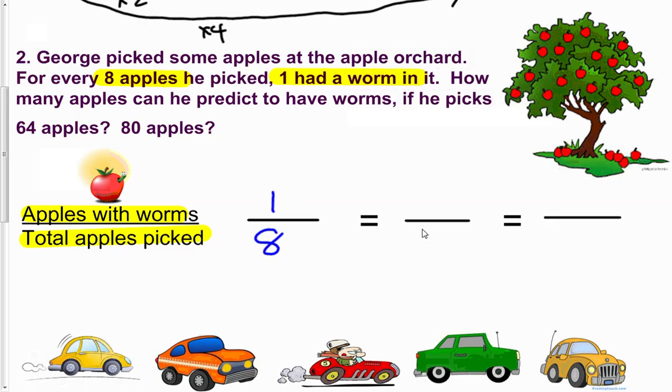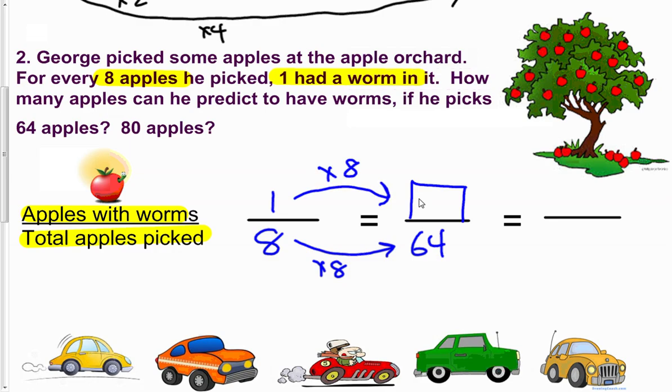All right, well, what if we have picked 64 apples? How many would we predict to have a worm in it? Well, let's take a look at how we get from 8 to 64. I know that 8 times 8 is 64. So if we have 8 times the number of apples total, I would expect that there would be 8 times the number of apples with worms. So 8 times 8 is 64. 1 times 8 is 8. So for every 8 apples, 1 has a worm. So I predict that out of 64 apples, 8 would have a worm.